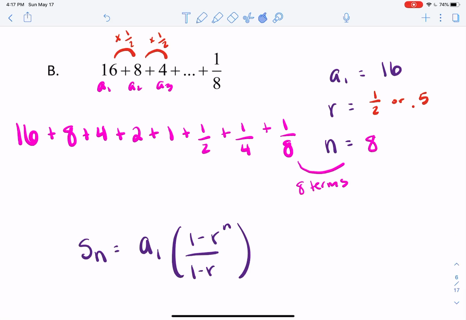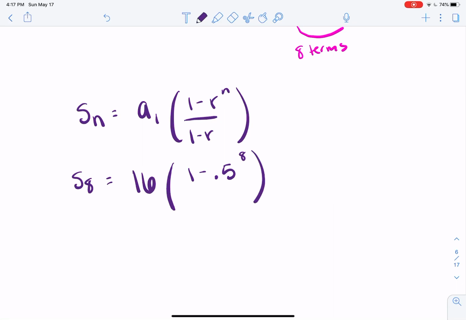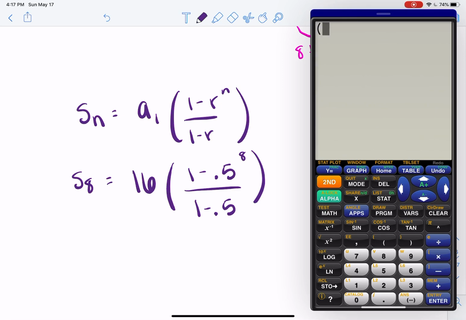All right, so now we have everything we need to go ahead and plug in. So the sum of our 8 terms is equal to the first term, which was 16, times 1 minus 0.5 to the 8th power over 1 minus 0.5. So again, be careful with your calculator. 1 minus 0.5 to the 8th power. Oops, so you've got to be careful. Even I make mistakes here. Okay, and then divided by 1 minus 0.5. Okay, so that's what's inside the parentheses.